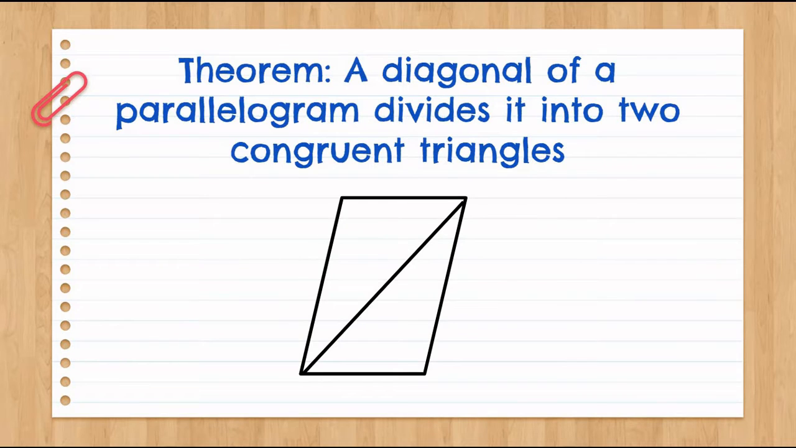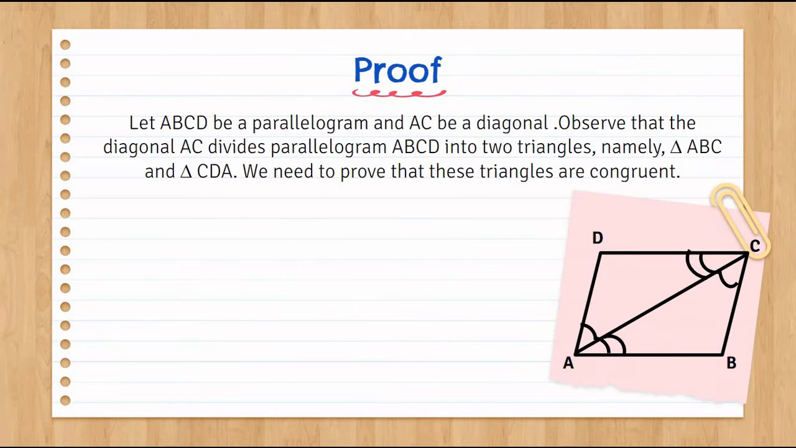Let's put it in the form of a theorem. This is theorem 1. So what is theorem 1? A diagonal of a parallelogram divides it into two congruent triangles, equal triangles. The diagonal divides the parallelogram into two congruent triangles. Let's try to prove it with the help of a proof.